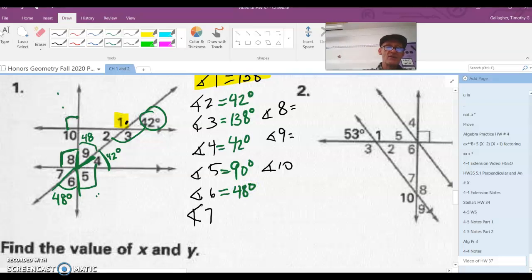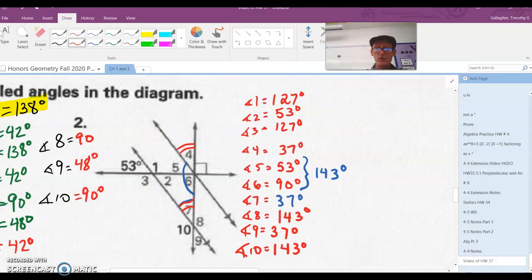Now 7, all right, 7 is vertical to 4, see? Here's 4, and here's 7. So that angle is equal to 42 degrees. All right? Now 8 we already had is 90 because it's corresponding. 9 we have, it's 48. And 10 is 90 because it's the supplement of that 90 degrees. Okay, so I'm going to stop the video.